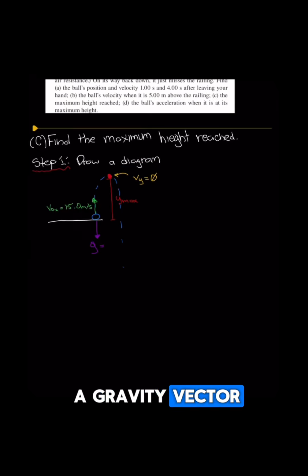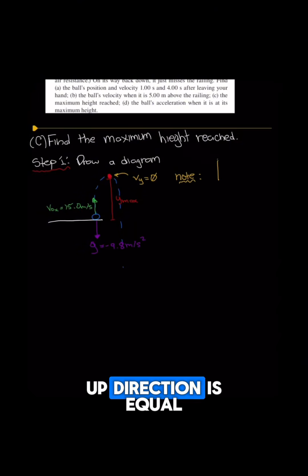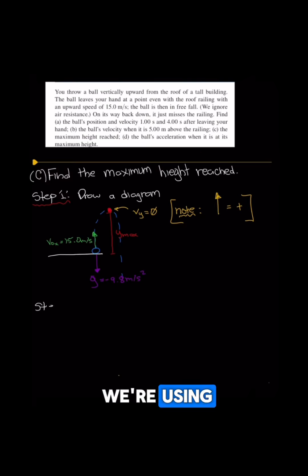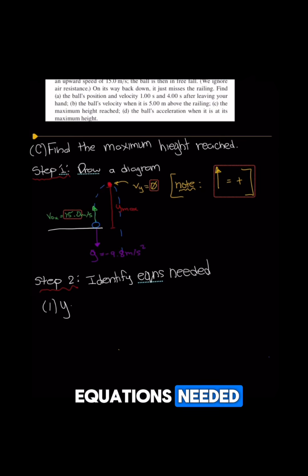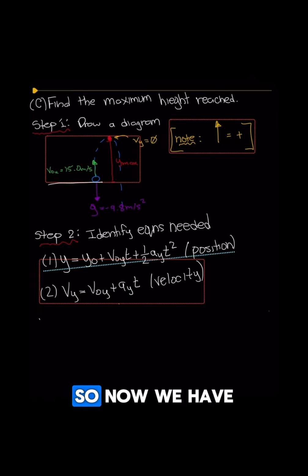We can also draw a gravity vector, which is equal to negative 9.8 meters per second squared. And I just want to note that the up direction is equal to positive. That's our coordinate system we're using. Step 2 is going to be to identify the equations needed. So we're going to need the position equation here, and then we're also going to need the velocity equation. So now we have everything we need to solve.